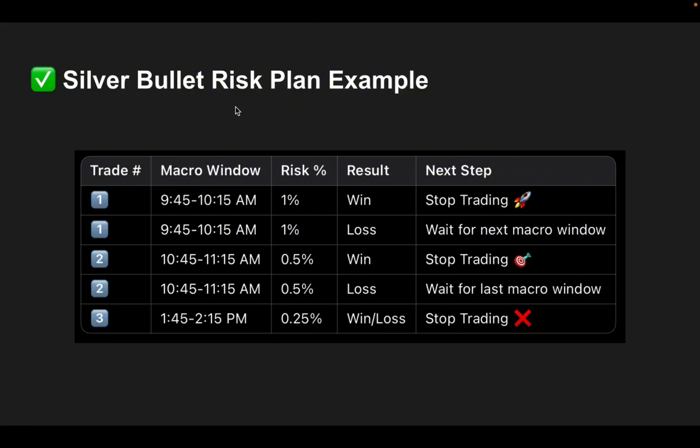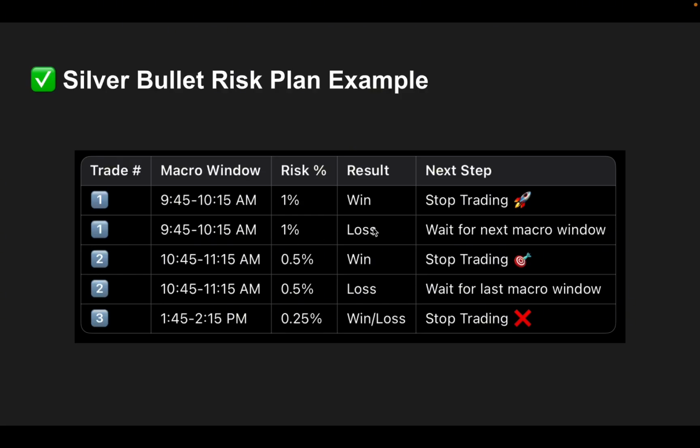So here is a quick risk plan example. Trade number 1 is in the 9:45 to 10:15 AM macro. You've got your full position size, and say you take a win, you would stop trading. That's you done for the day. Okay, so again, first trade of the day, 9:45 to 10:15 macro, full position size.